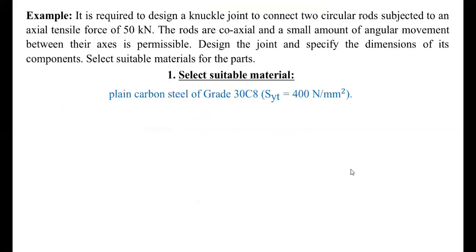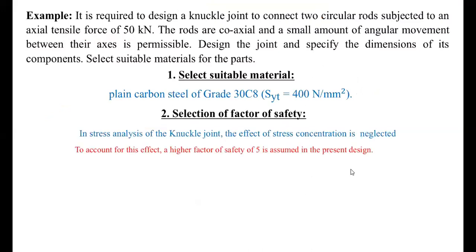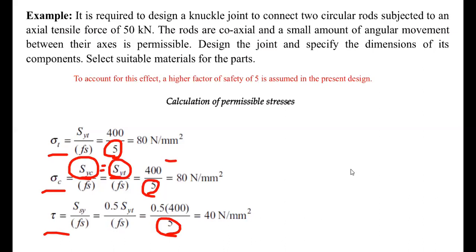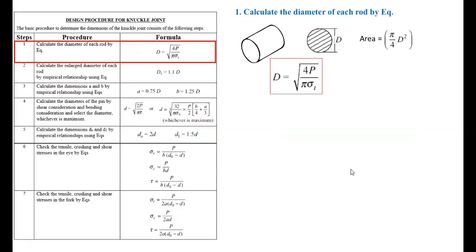And first we will select our suitable material, and also in this we will calculate sigma t, sigma c, and tau. And we have taken the factor of safety as 5. In this we have taken the yield strength in compression equal to the yield strength in tension, both are equal to 400. So all this we have solved. Now we will solve step by step.